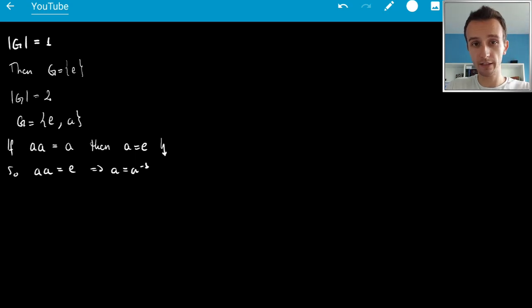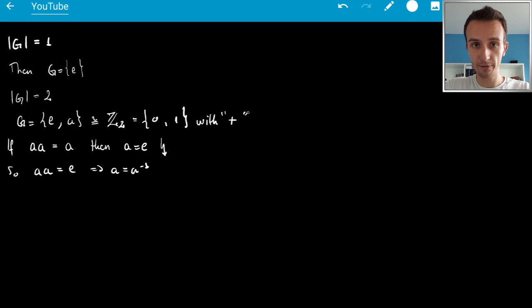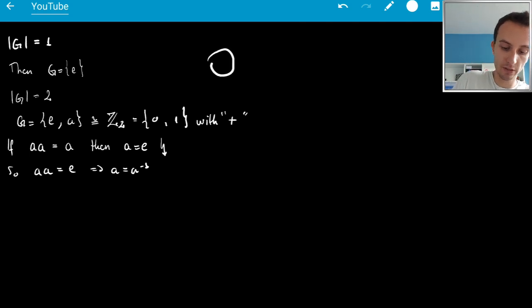This would be called the cyclic group of order 2, and it would be isomorphic to Z2, which is 0, 1, with addition as the operation, right? Because 0 plus 1 is 1, 1 plus 1 is 2, which is 0, because it's mod 2. It's just this 0, 1.